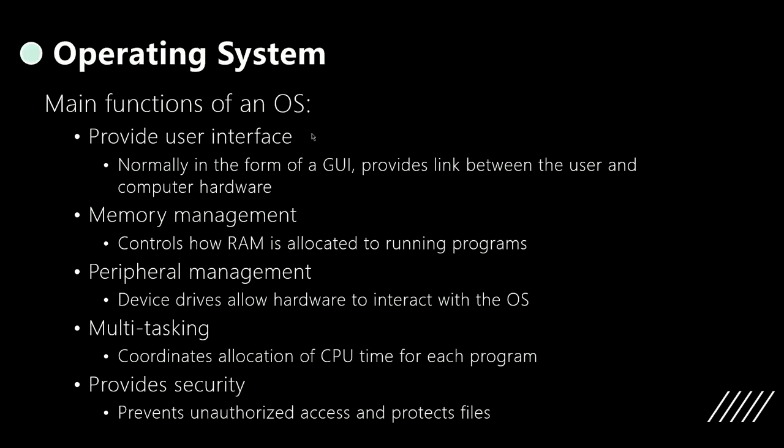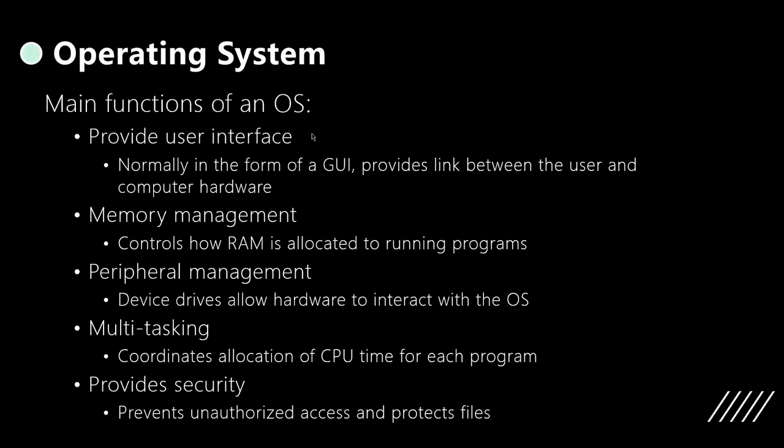The operating system has many main functions, a few of which are listed below. So it's needed to provide a user interface, which is normally in the form of a graphical user interface. However, some older operating systems use command line interfaces, which allow for a link between the users and the computer hardware so they can interact with the computer hardware and use it.